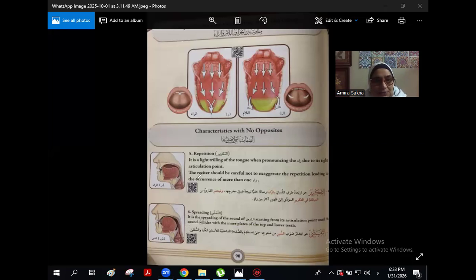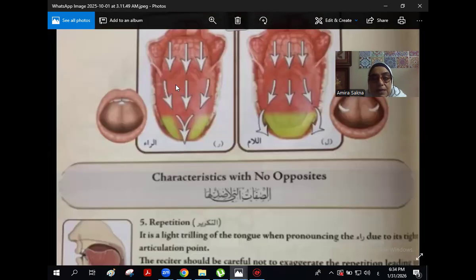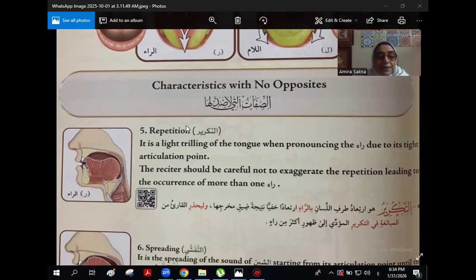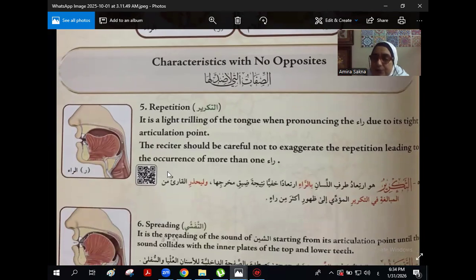Well, my dear sisters, today, inshallah, we are going to talk about a characteristic called the repetition or التكرير in Arabic. First, let's read what's written in the book of Dr. Ayman Swaid, and then I'm going to explain it to you, inshallah. Repetition التكرير. It's a light trilling of the tongue when pronouncing the ra due to its tight articulation point or makhraj.